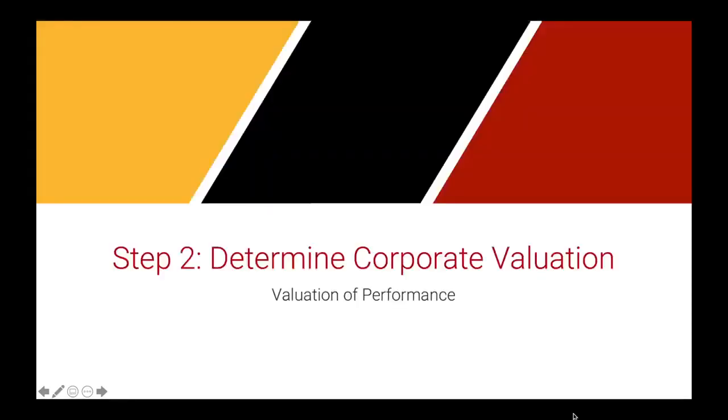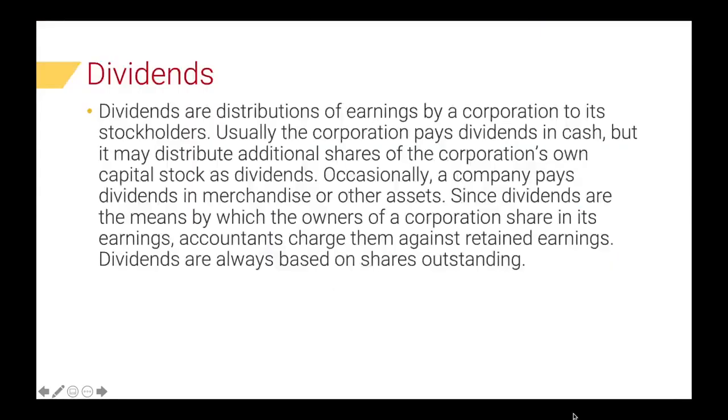Determine the corporate valuation. Dividends are distributions of earnings by a corporation to its stockholders. Usually the corporation pays dividends in cash, but it may distribute additional shares of the corporation's own capital stock as dividends. Occasionally, a company pays dividends in merchandise or other assets. Since dividends are the means by which the owners of a corporation share in its earnings, accountants charge them against retained earnings. Dividends are always based on shares outstanding.